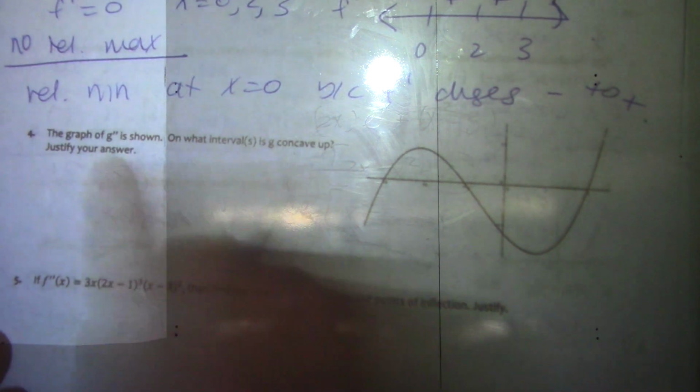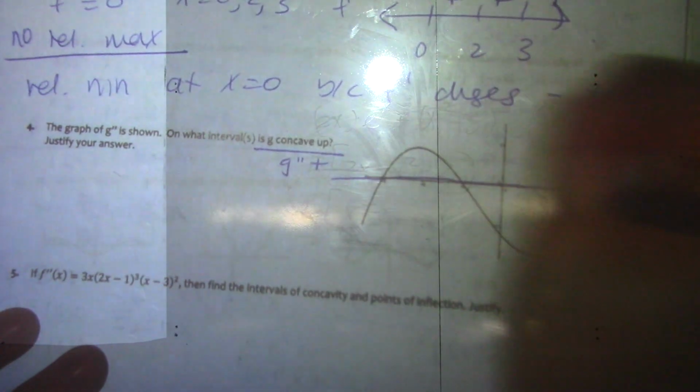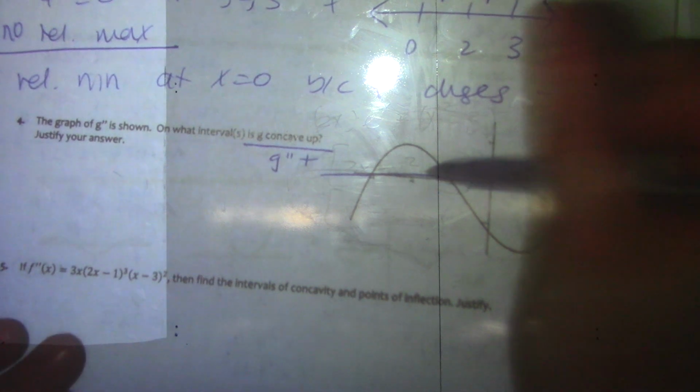Here I have the graph of g double prime. I want to know where g is concave up. That means g double prime is positive. This is a graph of g double prime. So where it's positive is negative 3 to negative 1, and greater than 2, because you literally have a graph of g double prime and it's positive there.